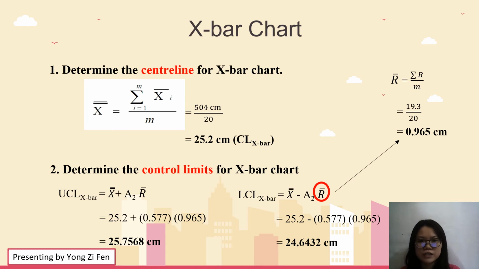After we constructed a table, now we need to draw the x bar chart. The x bar chart consists of 3 main components, which are the central line, upper control limit, and lower control limit. For the first one, to determine the central line for the x bar chart, we use this formula: x double bar, which is called the central line, equals the summation of the x bar divided by m, which equals 25.2 cm, which is the central line in the x bar chart.